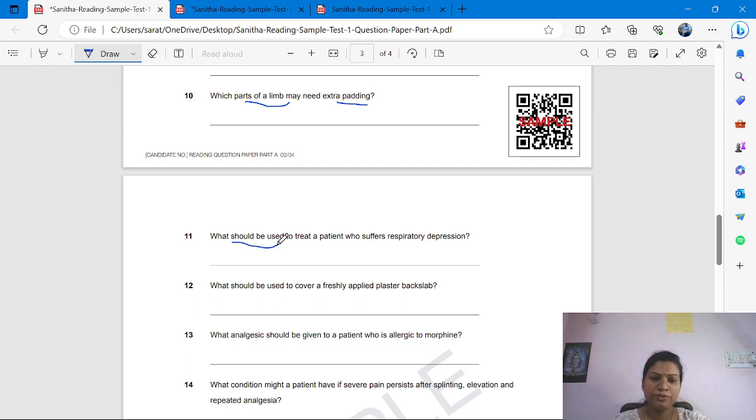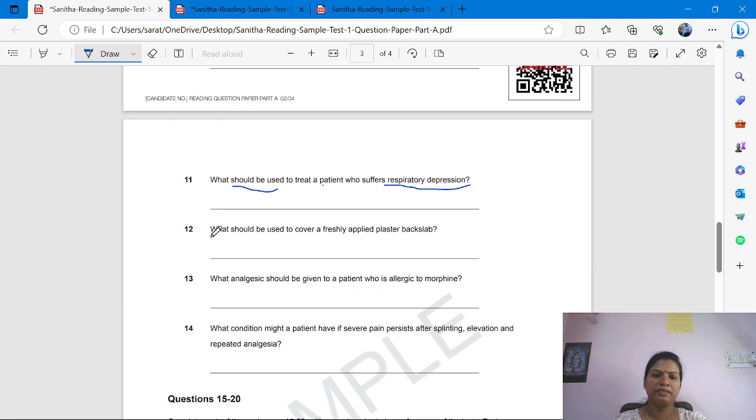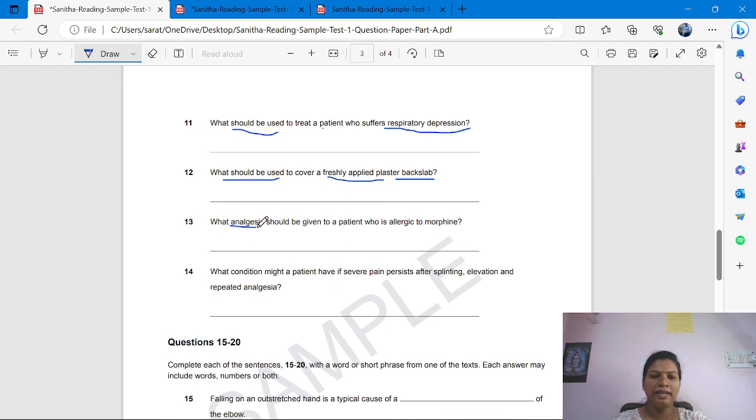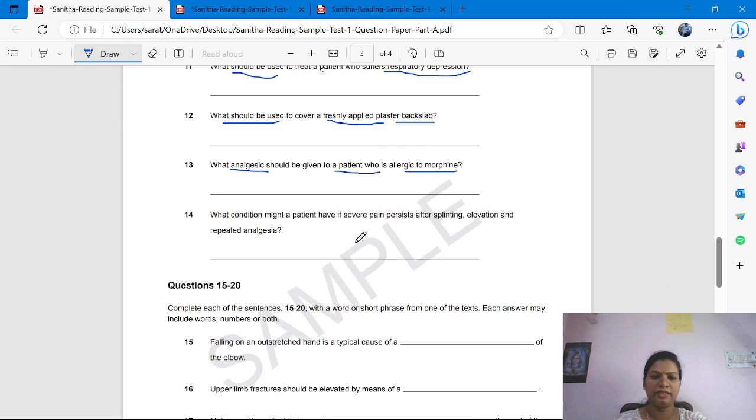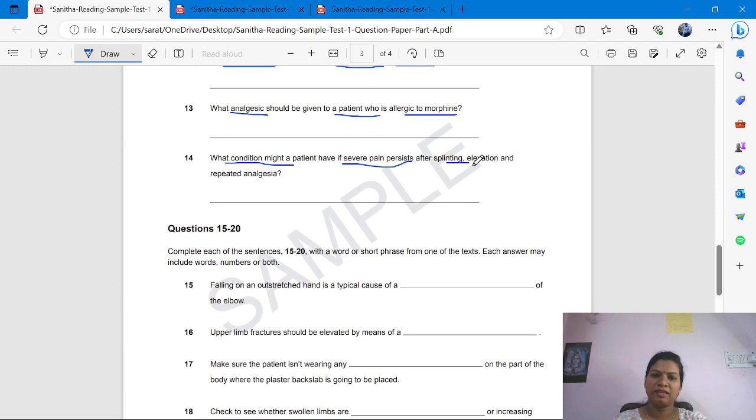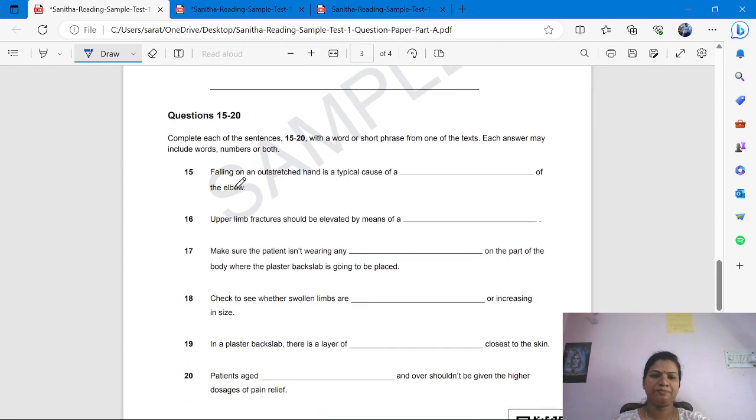What should be used to treat a patient who suffers respiratory depression? What should be used to cover a freshly applied plaster back slab? What analgesic should be given to a patient who is allergic to morphine? What condition might a patient have if severe pain persists after splinting? Okay, after splinting, what do you have to write? Falling on an outstretched hand, a typical cause of DASH.